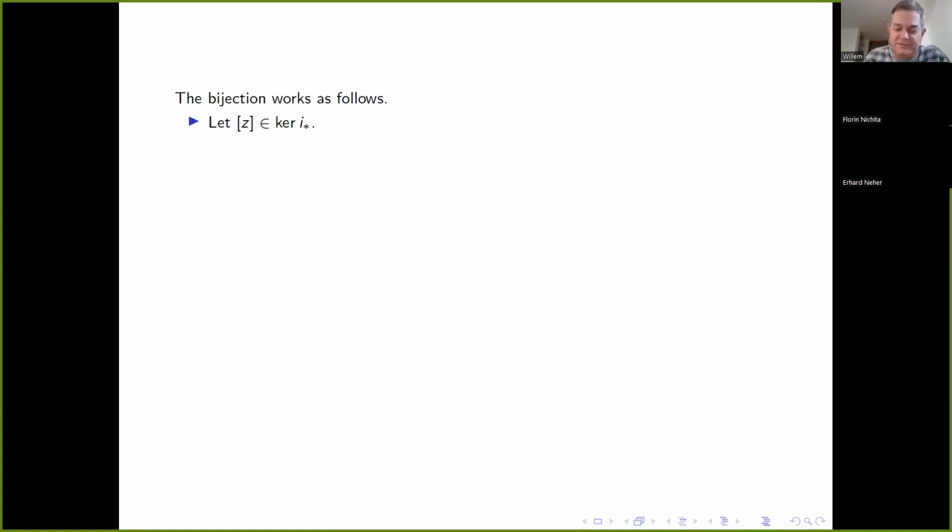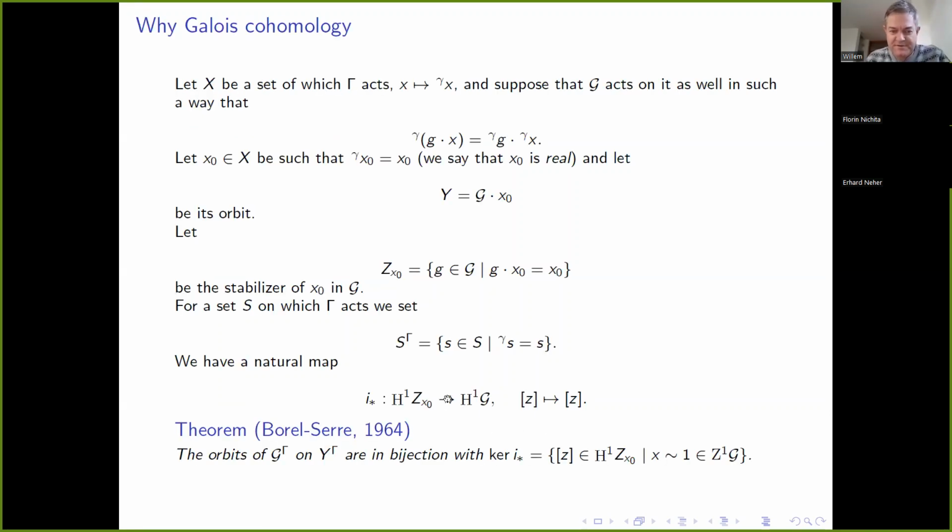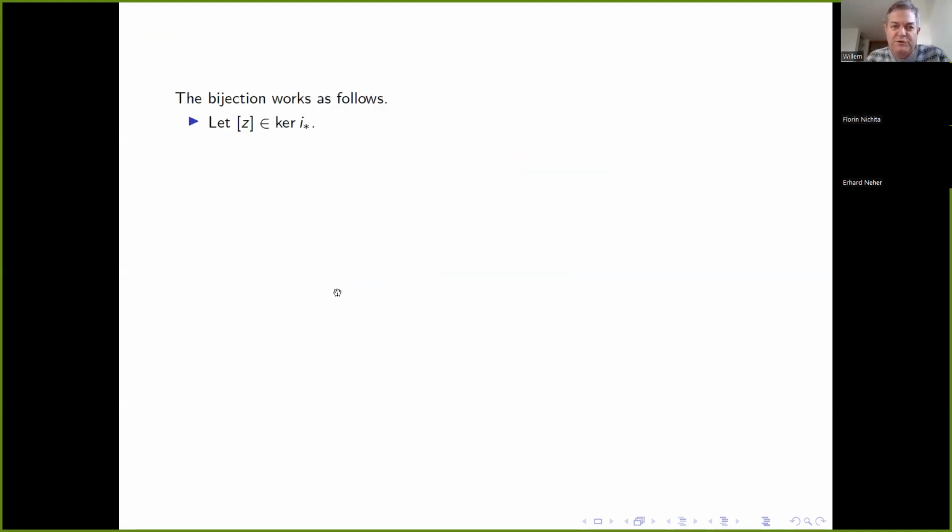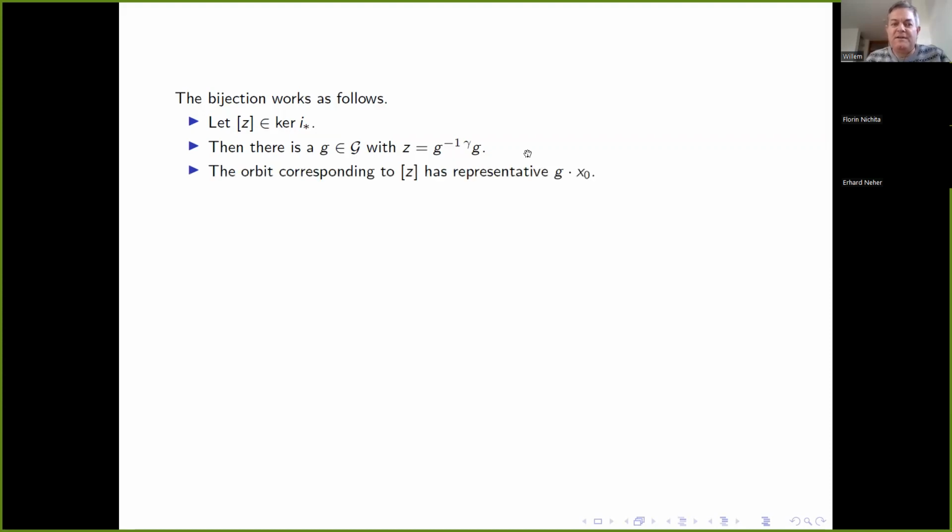the bijection of the theorem works as follows. If I take a cohomology class in the kernel of I star, how do I get to its orbit? Well, because it lies in the kernel of I star, there is a g in G with this property here. Fine. And then the orbit corresponding to the class has a representative g acting on the X naught.